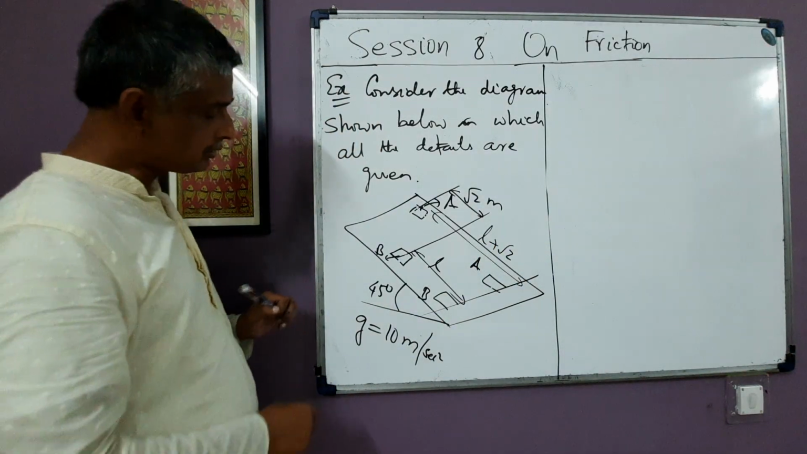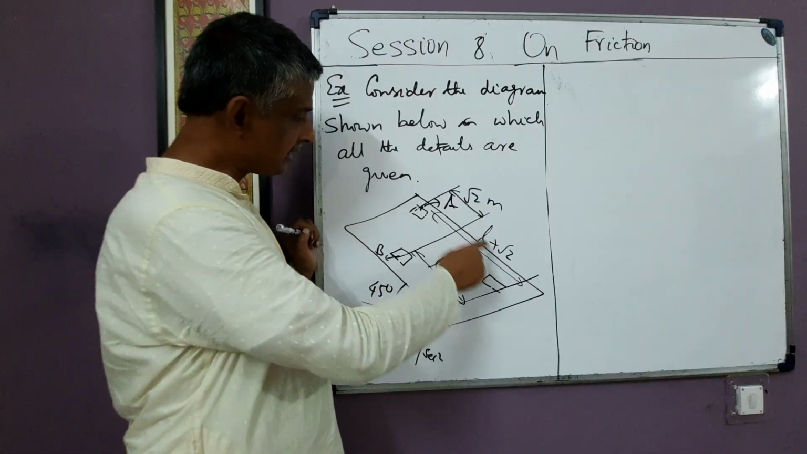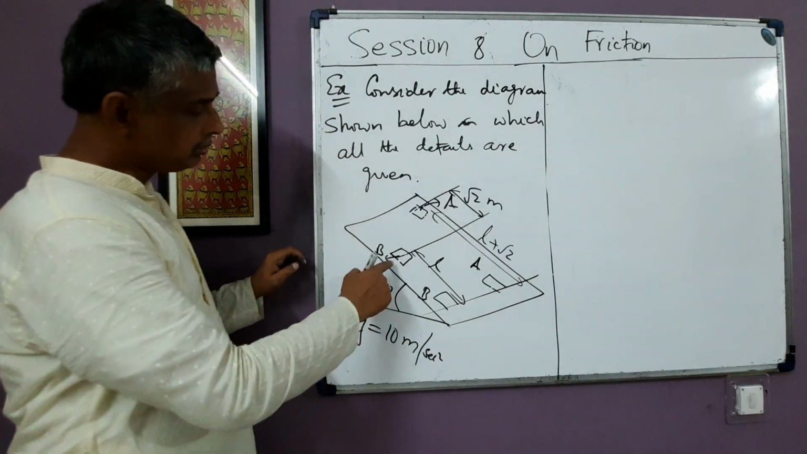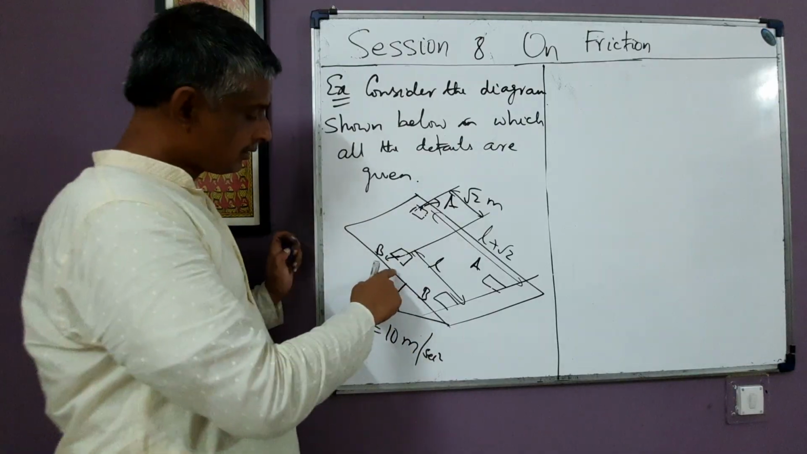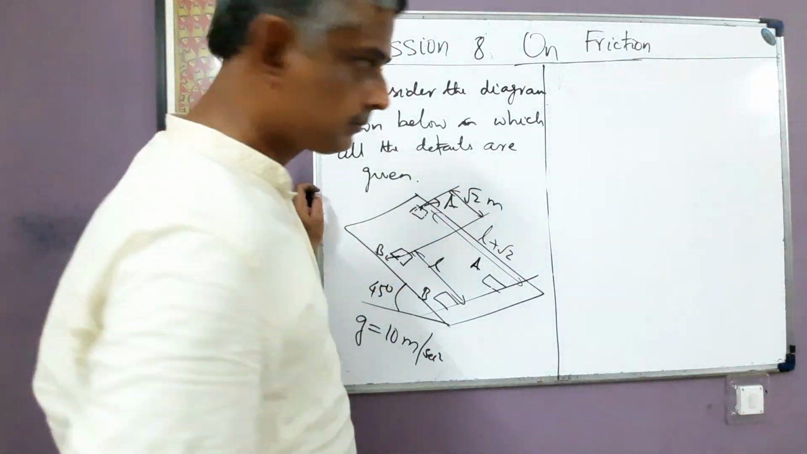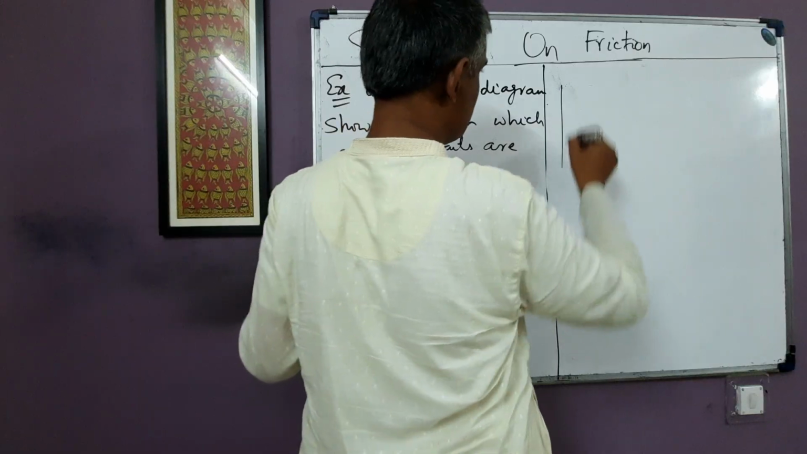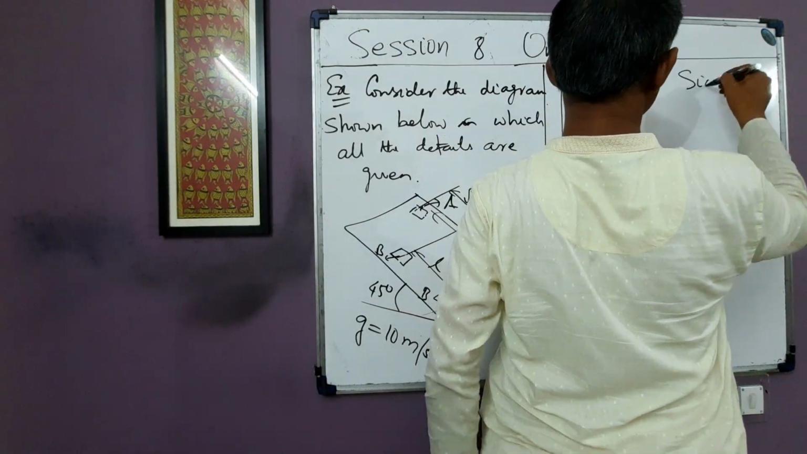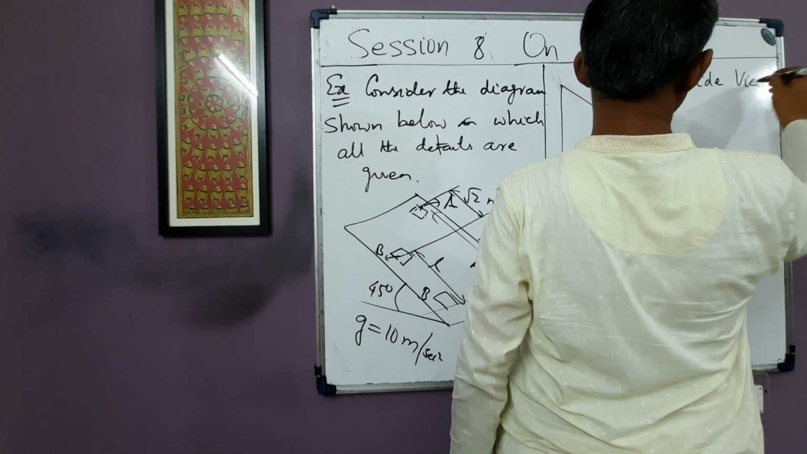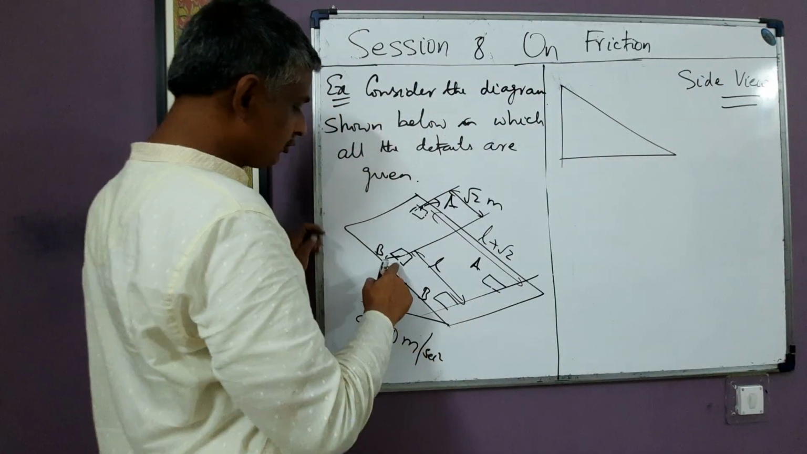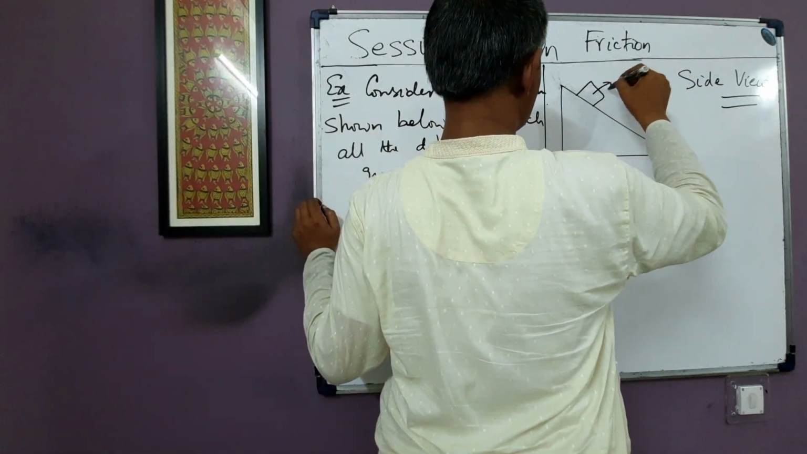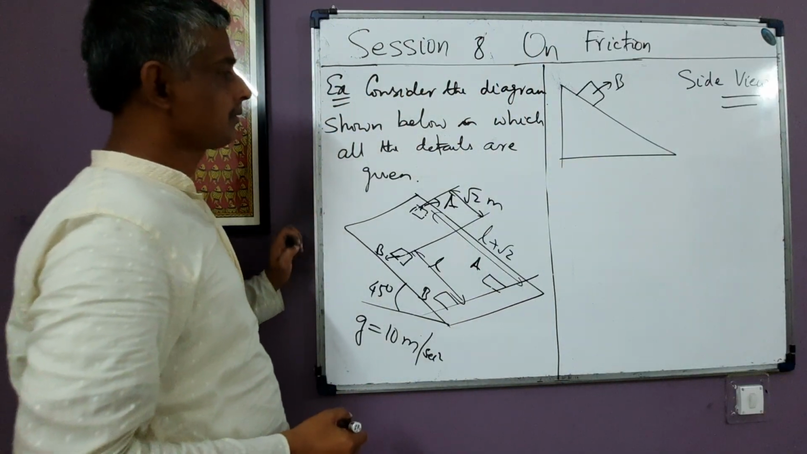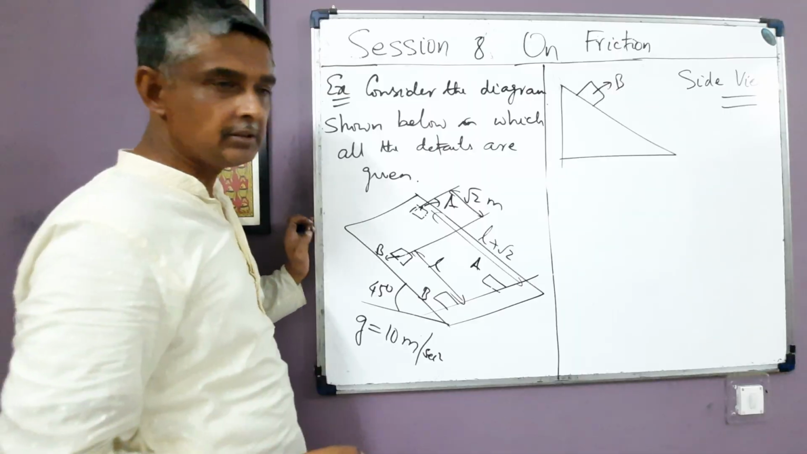Suppose the blocks take t time to come on the same line. Now first, I draw the free body diagram of this block B. I am drawing the side view. Block B will appear something like this. Both the blocks have the same mass, which is given.